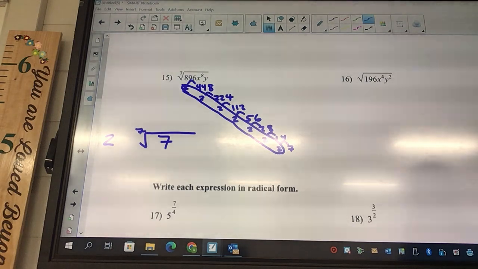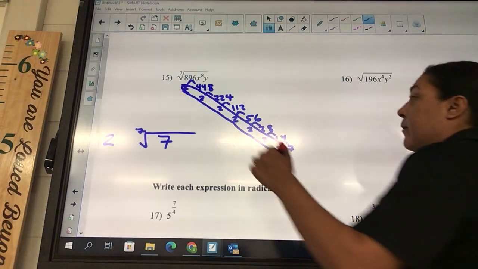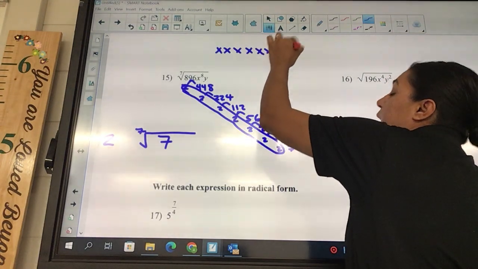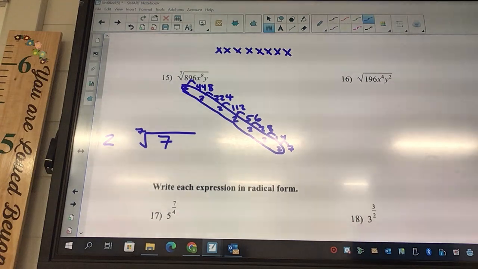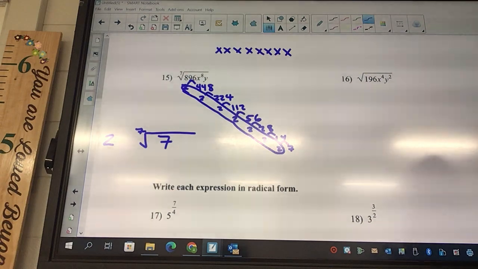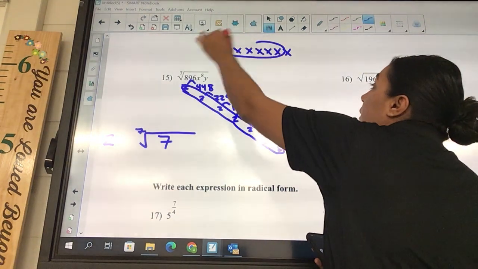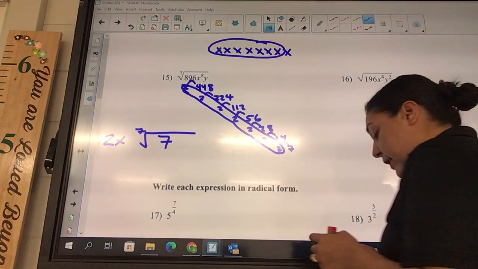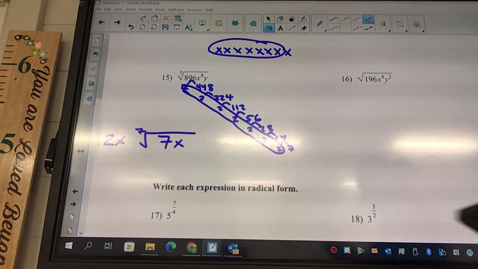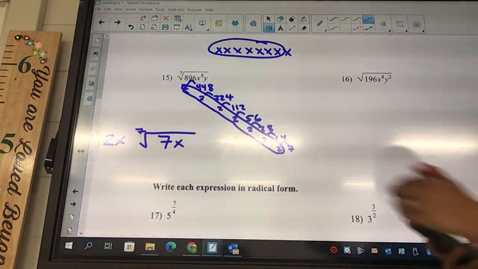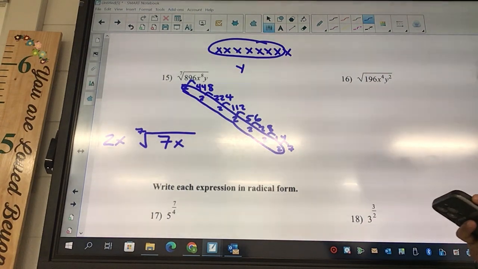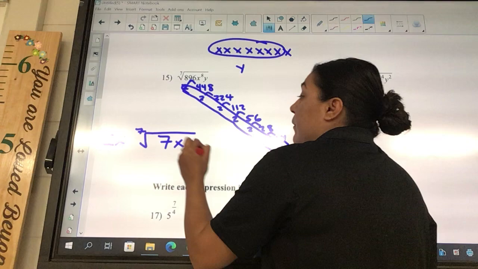Okay, how many X's do I have? 1, 2, 3, 4, 5, 6, 7, 8. So how many groups of those guys can go? 7. 1 group. And then what about the leftover guy? Where's he gonna go? Inside. Okay, how many Y's do I have? 1. How many groups of those guys can go? 0. None. So where's he gonna go? Inside. Good.